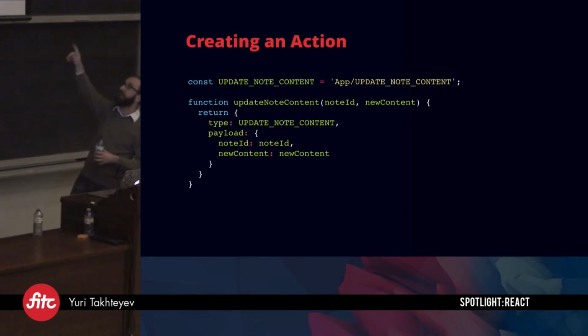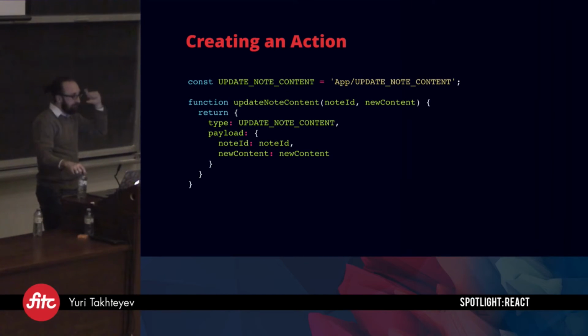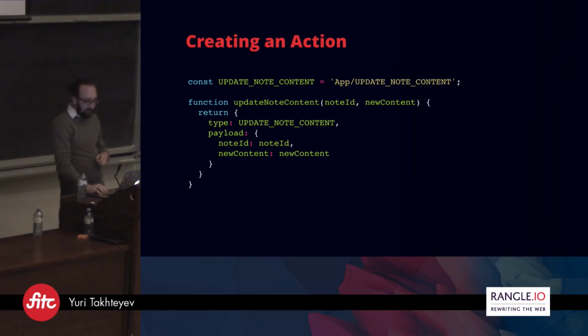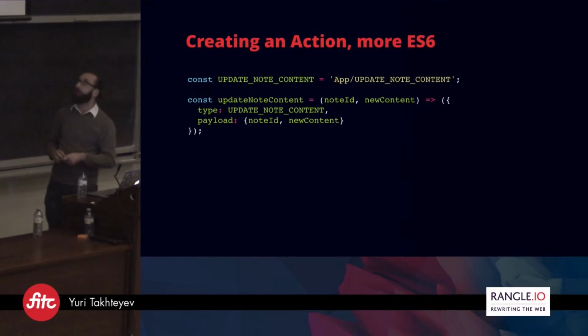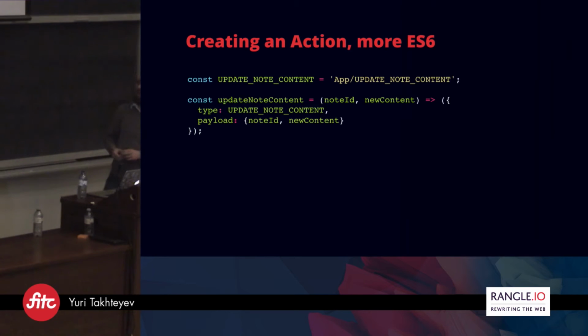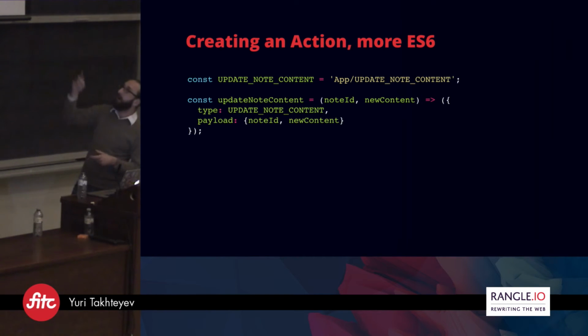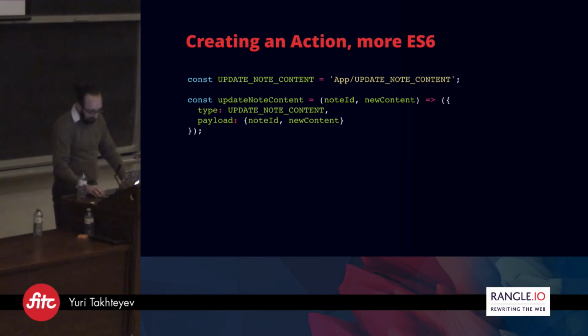Right? It's really a function that takes a note ID and new content and creates this really simple JavaScript object. And by the way, if we are switching to ES6, we could actually write all of this way more concisely. And of course, since you've been here through the day of React, I'm sure you've seen a lot of ES6 by now. And I mean, writing React today without ES6 is really just not worth it. So it becomes even more concise because we can take advantage of arrow functions and a few other features.